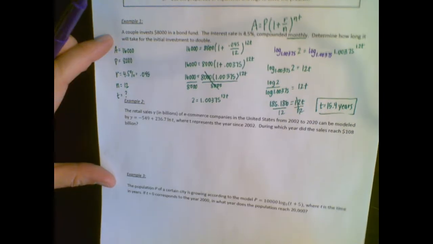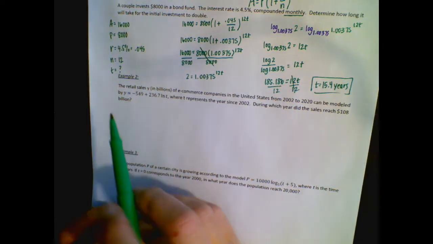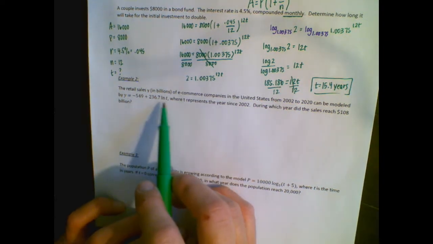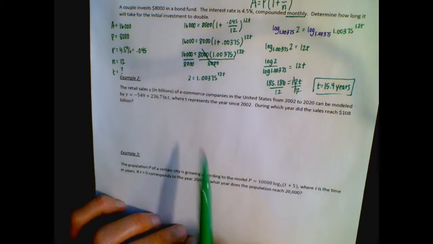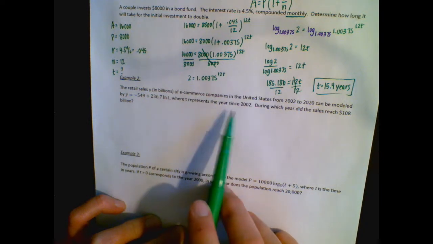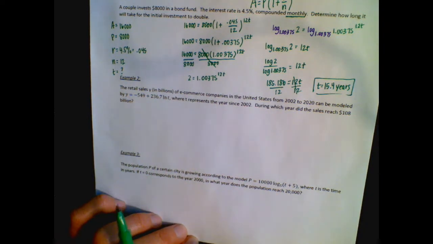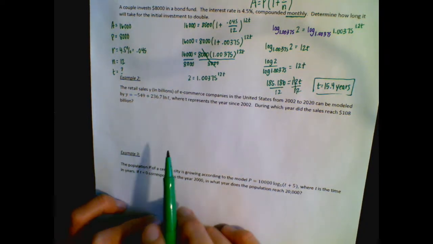All right, so let's look at another example. So example 2, the retail sales Y in billions of an e-commerce company in the United States from 2002 to 2020 can be modeled by this function here. So we're noticing that we have an ln here, so different type of function than what we were working with in the first example. It's telling us T is representing the year since 2002. We want to know during which year did the sales reach 108 billion.